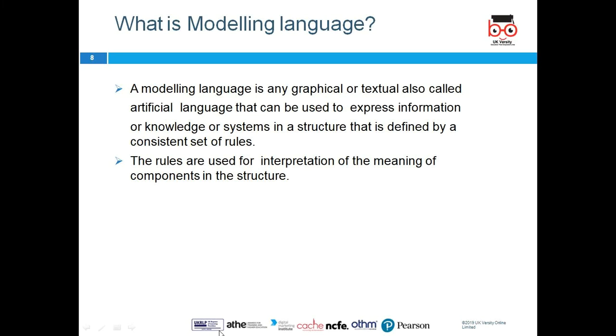Yes. The rules are used for interpretation of the meaning of the component in the structure. So by using those rules, you should be able to interpret what they really mean. Now the question arises: where does the modeling language fit into software engineering?